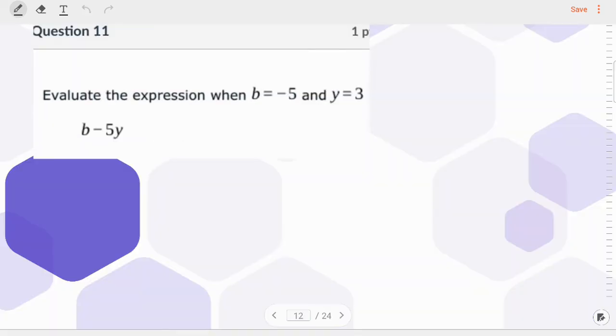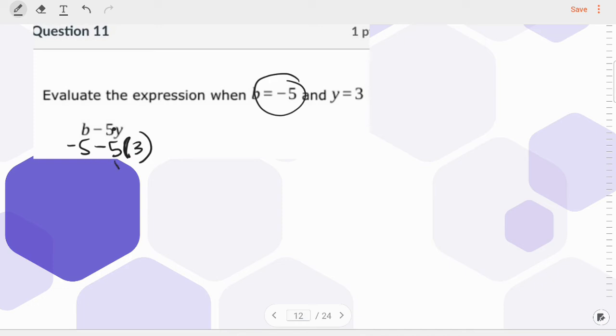Number 10, evaluate the expression. B equals negative 5 and y equals 3. So let's replace. B's new name is negative 5. Negative 5 times, when two numbers and variables are next to each other, it means multiplication. So multiplied by 3. And anytime I replace a variable, I'm going to put those parentheses.